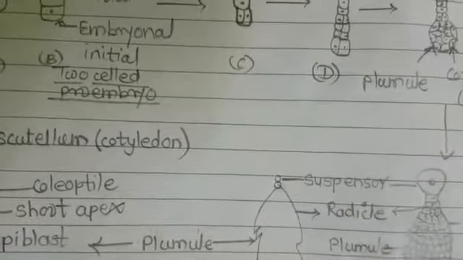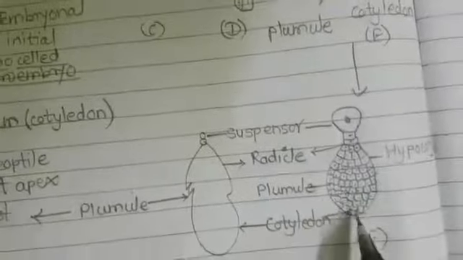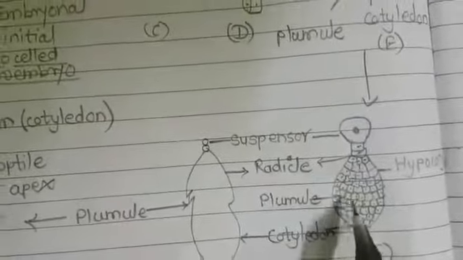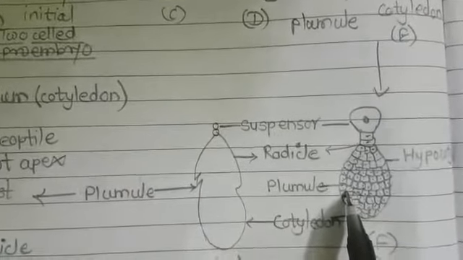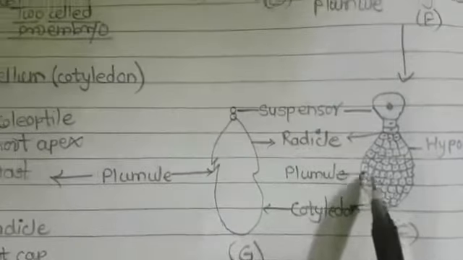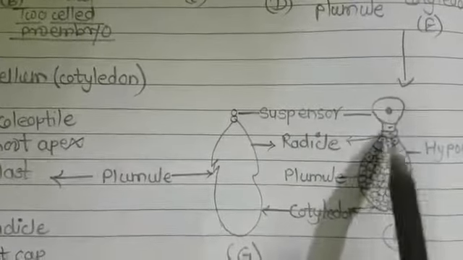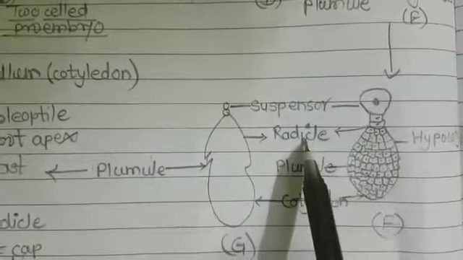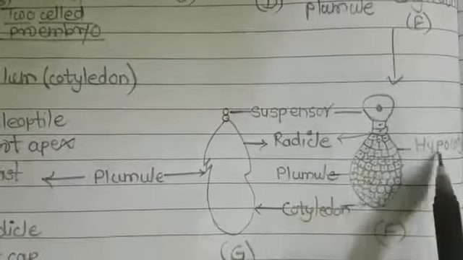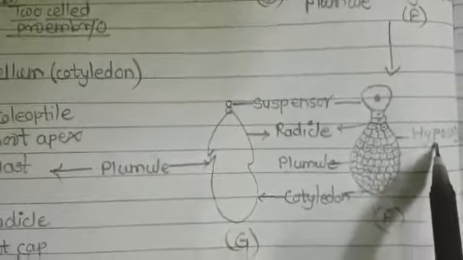they develop cotyledons at the lower side, then plumule. The part above the cotyledon forms the plumule. Plumule is the part which develops into the shoot. Then this part below the suspensor develops into radicle, and below that the hypocotyl region is present.